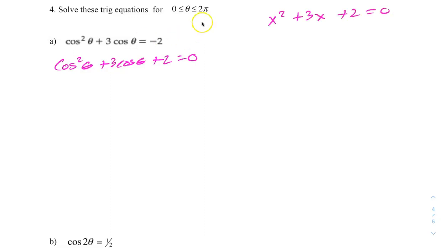What two things multiply to get 2, but I have to get 3? It's only really one choice. That's 2 and 1, and that does work. So it'd be x plus 2, x plus 1. I didn't need to do the fancy way because there's no number in front. The coefficient's 1, so I can just do the basic, what two things multiply to get this, but I have to get that. So now I factored it, put my cosine back in.